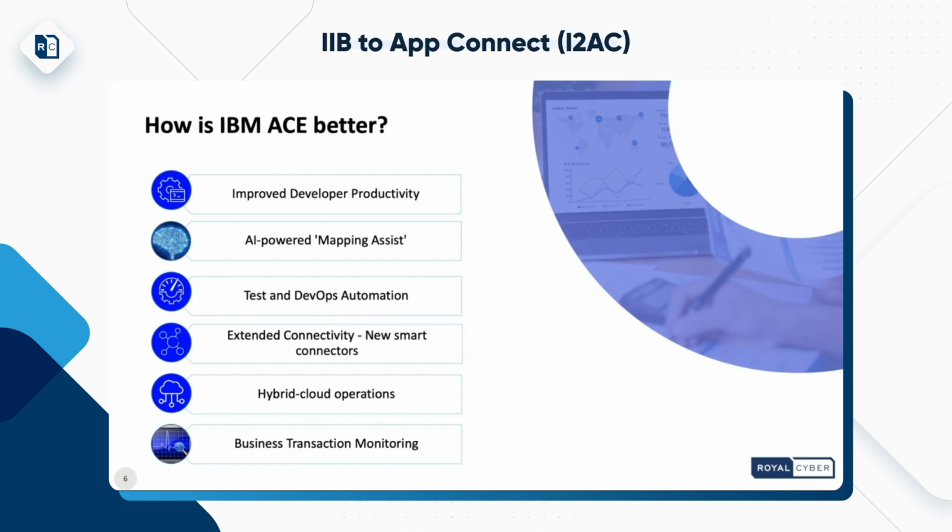Extended connectivity with new smart connectors. IBM App Connect Enterprise Designer makes it easy to connect your systems and applications both on cloud and on premise by including over 200 pre developed smart connectors in the catalog.